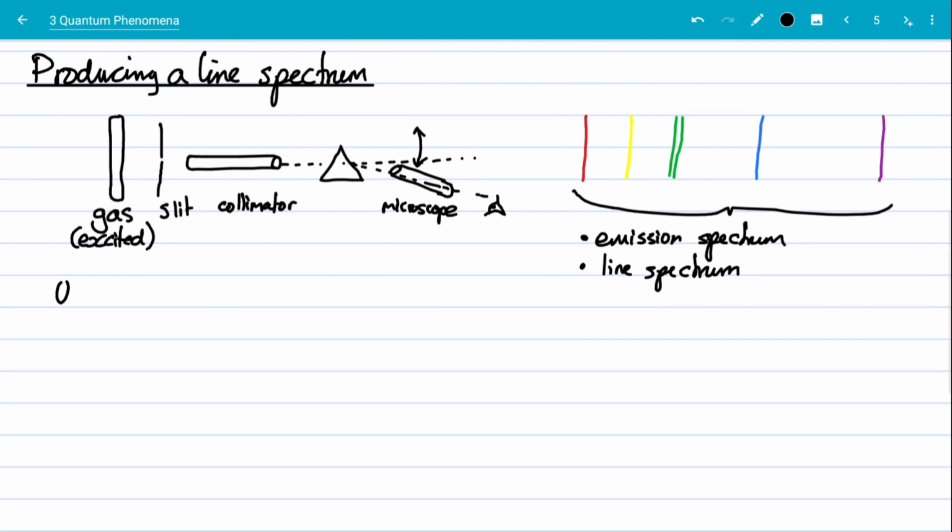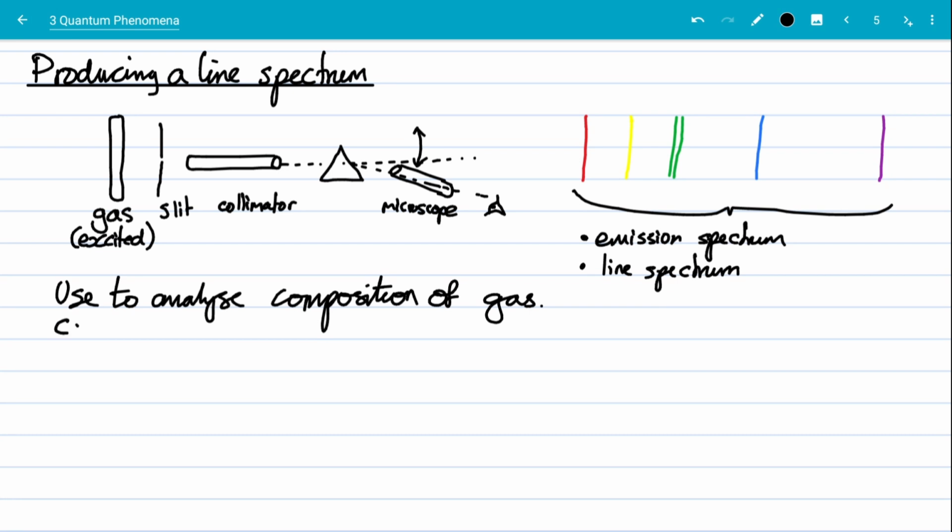Let's just say, use to analyze composition of gas. This is called spectrometry. That's not how you spell spec. Come on, handwriting. Spectrometry. Metry means measurement, and spectro is a spectrum. We're measuring the spectrum, spectrometry. So that's what we're doing.